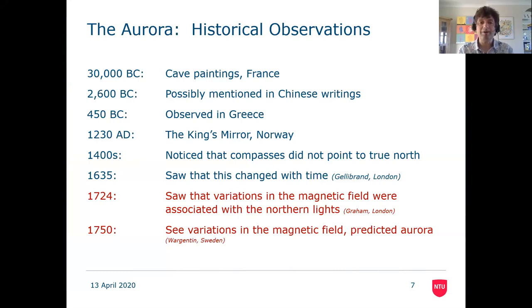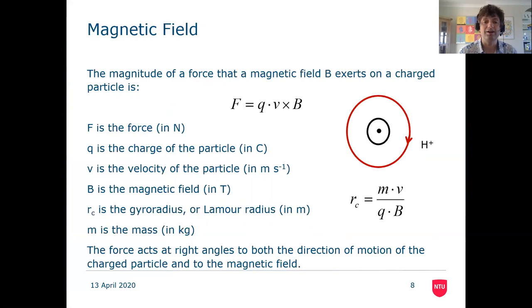Okay, so we were talking about this historical overview last time, and then we moved on to say that it had been seen that variations in the magnetic field measured at the surface of the Earth were associated with Northern Lights, and that variations in the magnetic field led to the predictions of the Northern Lights. Why? Well, at the end of last time, I was getting you to have a little look at this.